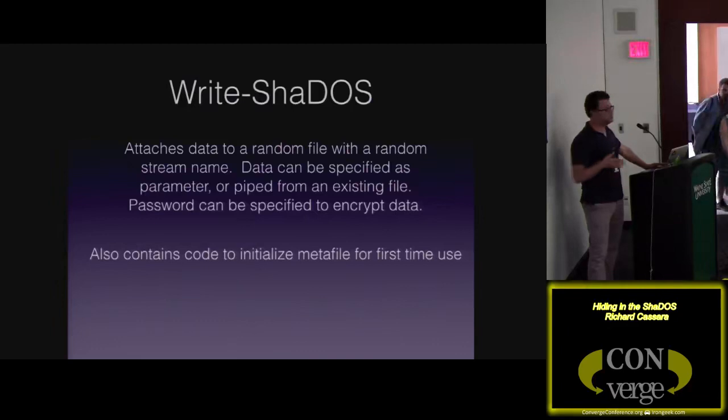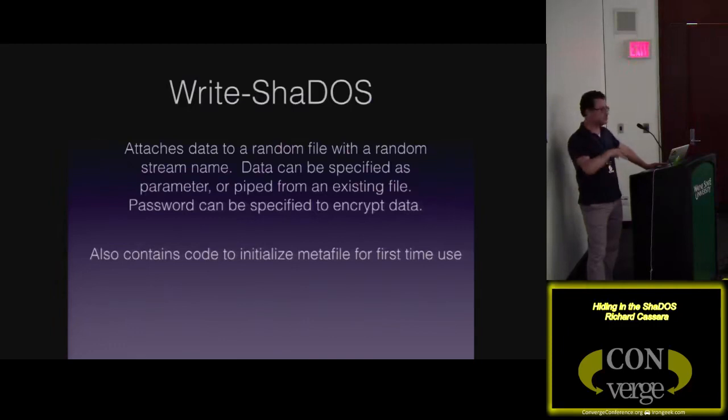You can also set a password. You can separately set a password on each of these files, so they are encrypted with their own passwords, separate from the meta file encryption. In the write ShaDOS function, I also put in initialization code so that the first time you use this, it's going to say, I don't see a meta file. Do you want to create one at a specified location or randomize it? You can tell it to randomize where your meta file goes, or you can put it in a specific file, and it keeps track of that in an environment variable.